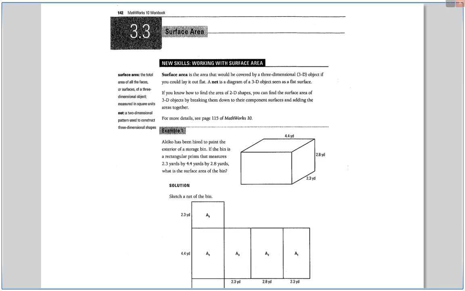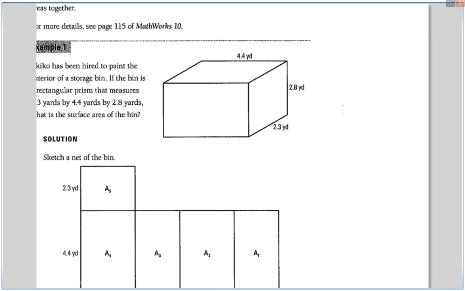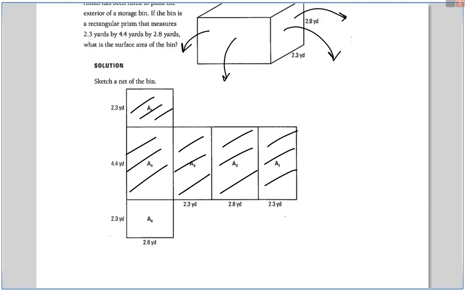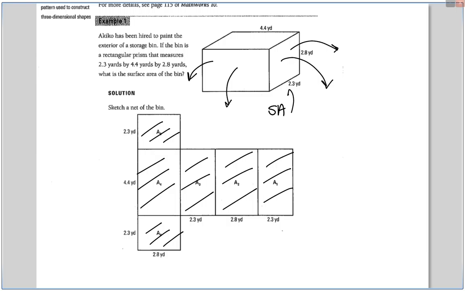What they've shown you here is a prism, and basically what they do is they make a net out of it, a two-dimensional net. So imagine these sides are being folded down like a pizza box almost, and you get all these two-dimensional shapes. If you could find the area of each shape and add it up, you would find the surface area of this shape by adding all 2D faces. And that's basically all this section is.